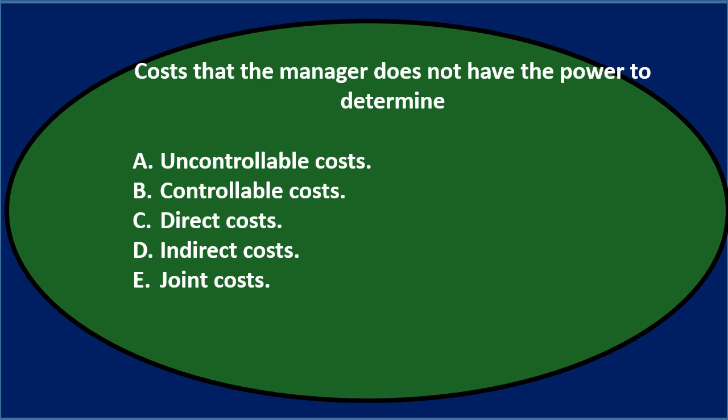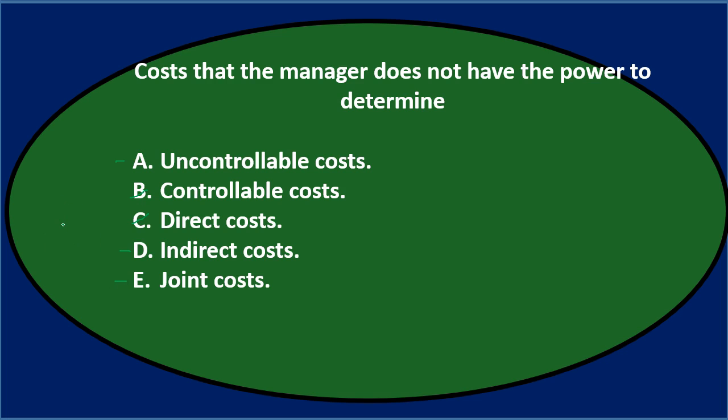Costs that the manager does not have the power to determine: either A, uncontrollable costs. Sounds like a pretty reasonable term for costs that don't have the power to determine. B, controllable costs. Now, of the two, I would think uncontrollable would be more of a correct term. C, direct costs. That doesn't seem like they would be uncontrollable. D says indirect costs. Of direct or indirect, I would think direct would be a more reasonable term of those two, right? And then E says joint costs. And again, if they don't have the power to determine, maybe a joint cost could be reasonable as well.